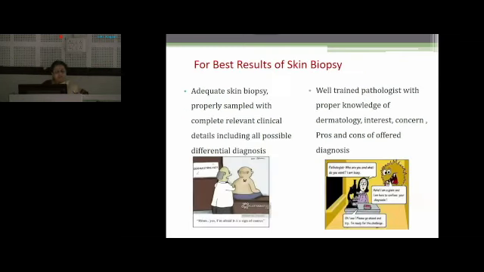An adequately taken skin biopsy, properly sampled with complete relevant clinical details, including all possible differential diagnoses, is expected from a dermatologist, whereas a well-trained pathologist with proper knowledge of dermatology, interest, concern, and awareness of the consequences of the offered diagnosis is what is expected from a pathologist. Then the best results can be obtained.